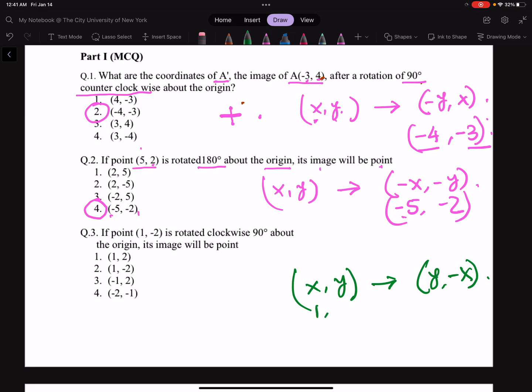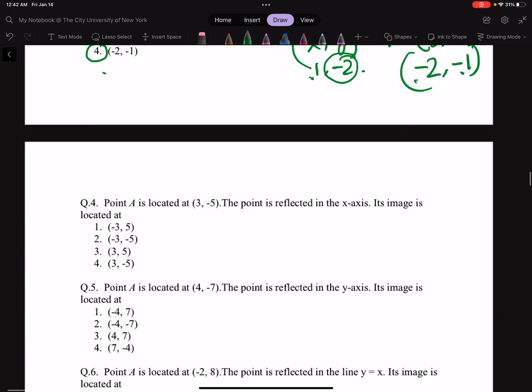So we have 1 and negative 2. So y becomes negative 2, it switches or flips, and x becomes negative x. So our x is 1, multiplied by a negative, gives negative 1. So negative 2 and negative 1. So number 4 is the answer for number 3. So most of the problems will be like this.